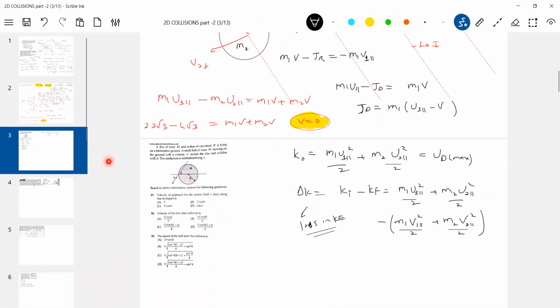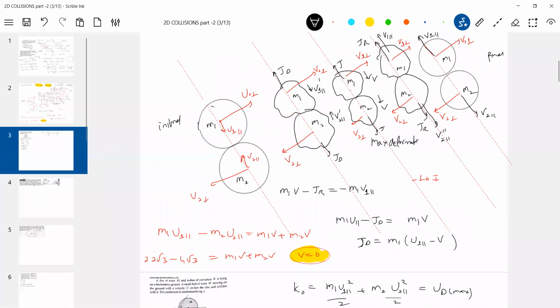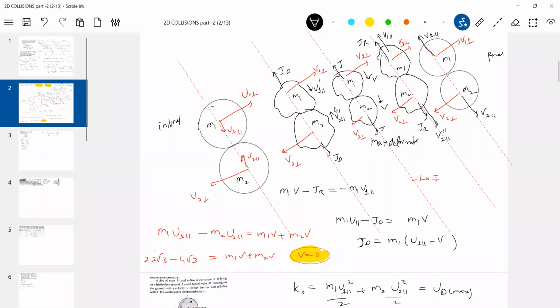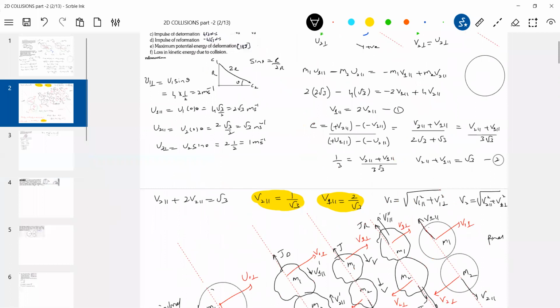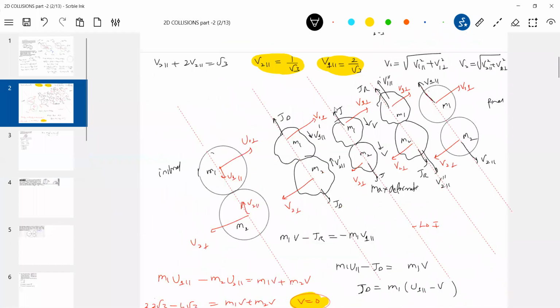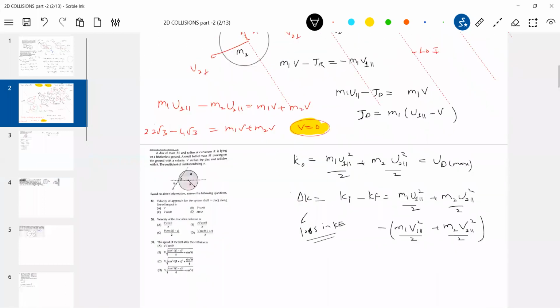Okay, questions can be asked in advance. Along the line of impact is very important. So the idea is that not only in one dimension, even in two-dimensional collision we can discuss all the basic ideas of the collision. Got it? Just verify the calculation. Everything is fine here. Okay, let's take the next question.